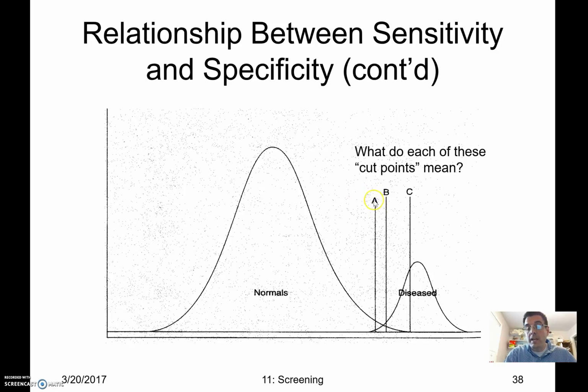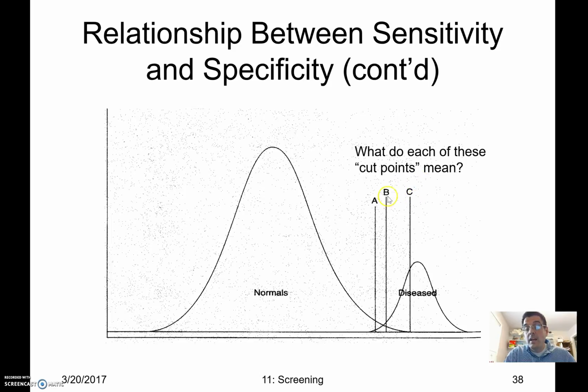What does A mean? Is it highly sensitive? And that's what that means. A means that it's highly sensitive, as in we're almost getting every single diseased individual, but we may include a few false positives.